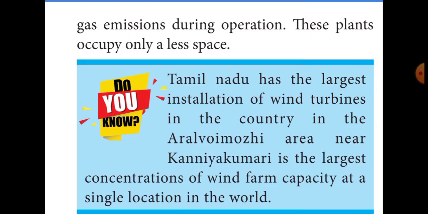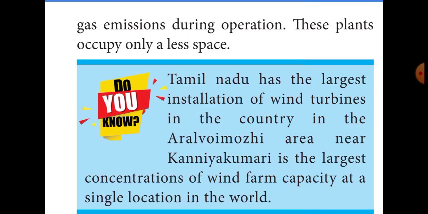Then Tamil Nadu has the largest installation of wind turbines. Installation means the action of setting up. Then the Muppandal near Kanyakumari is the largest concentration of wind farm capacity in a single location in the world. That means the most wind-producing area is there.